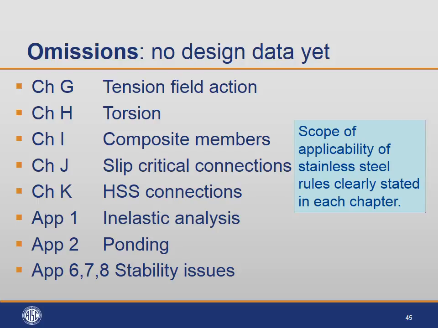And these are some other parts of the chapters where we don't yet include design rules. For example, tension field action isn't covered in the chapter on shear, and we don't deal with composite members yet, although stainless steel is used fairly commonly for applications, for example, forming a hollow structural section with concrete inside. That's a fairly typical application of structural stainless steel.